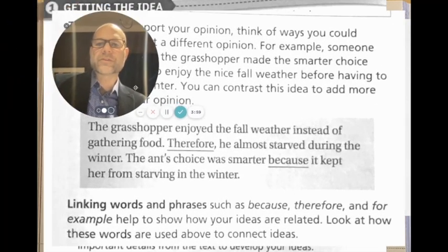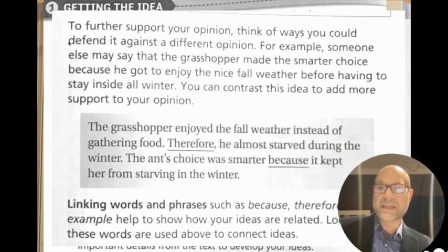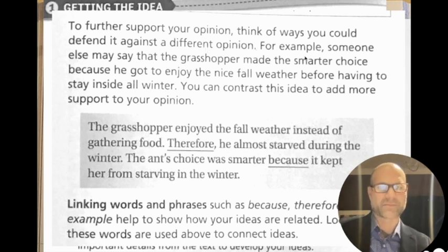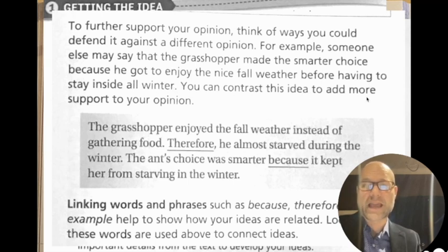To further support your opinion, think of ways you could defend it against a different opinion. I don't spend a lot of time on this in the class, but I love this concept. So let's take a look. For example, someone else may say that the grasshopper made the smarter choice because he got to enjoy the nice fall weather before having to stay inside for all winter. You can contrast this idea to add more support to your opinion.